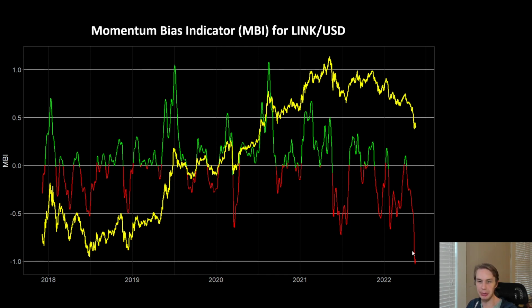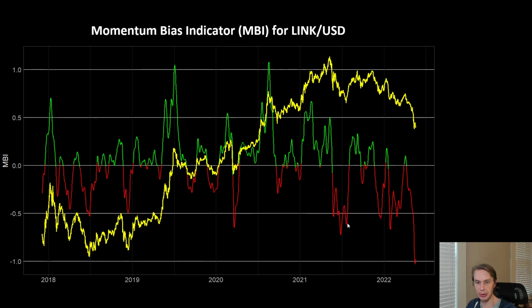But it certainly seems plausible that if we're this far extended to the downside in momentum bias, there might just be some reversion back to the mean that might happen. So one thing that we could watch for going forward is if we start seeing an uptrend in this indicator. So similar to what we saw in the summer of 21, you'll notice that the bottom of the MBI, when the downside momentum was strongest, was actually here.